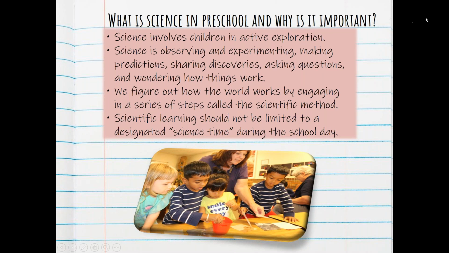So what is science in preschool and why is it important? So science involves children in active exploration. Children are natural scientists. Like scientists, they learn from others. They watch what children and adults do, and they learn from trying to repeat what they've seen or by asking questions and seeing the results. Science is all about observing and experimenting, making predictions, sharing discoveries, asking questions, and wondering how things work. We figure out how the world works by engaging in a series of steps called the scientific method, which we are going to talk about in the next few slides.